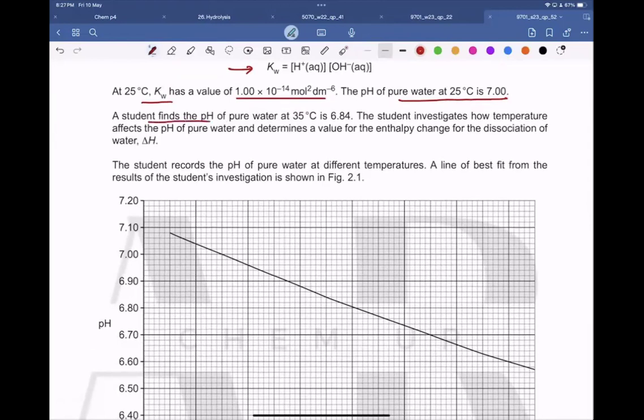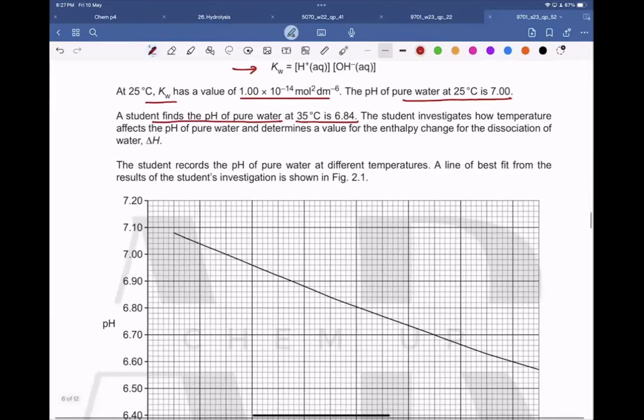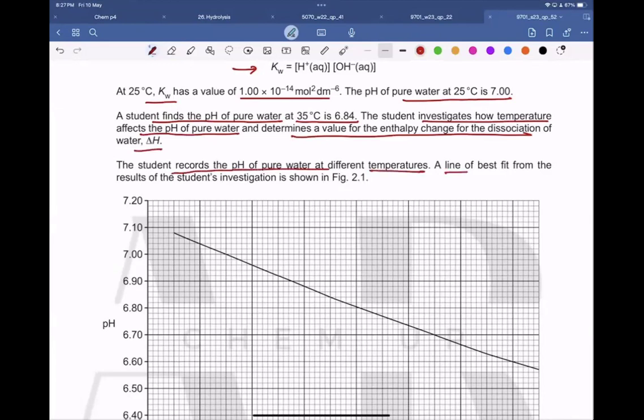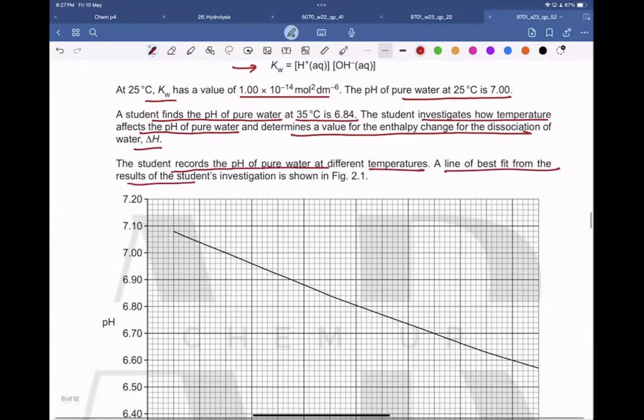Now, a student finds the pH of pure water at 35 degrees Celsius is 6.84. See, I think we did this kind of question in paper 4 as well. The student investigates how the temperature affects the pH of water and determines the value of enthalpy change for the dissociation of water, delta H. The student records the pH of pure water at different temperatures. A line of best fit from the result of the student investigation is shown in figure 2.1.